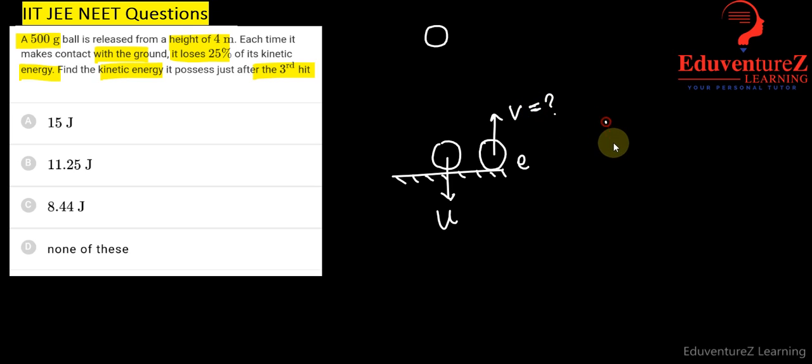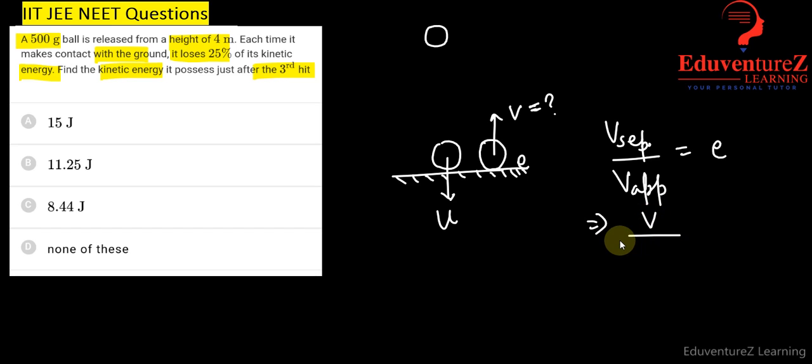So we know that velocity of separation upon velocity of approach is given as e. If the ball is moving upward, then it is being separated from the ground, but the ground is not moving. That means the ball is being separated from the ground with a velocity v in upward direction. Now velocity of approach, since the ground is at rest, the ball is approaching the ground with a velocity u. That means after first collision, velocity of the ball becomes e times u.